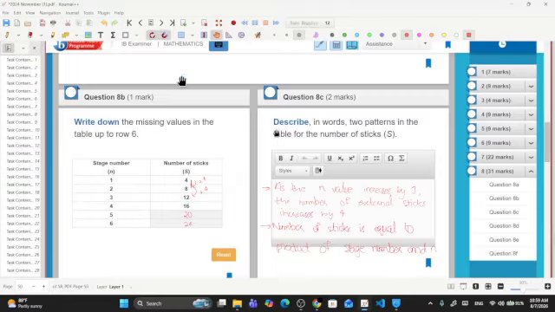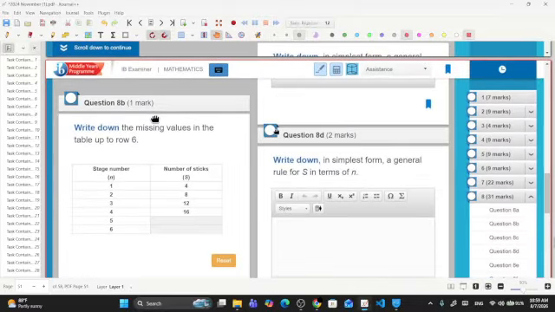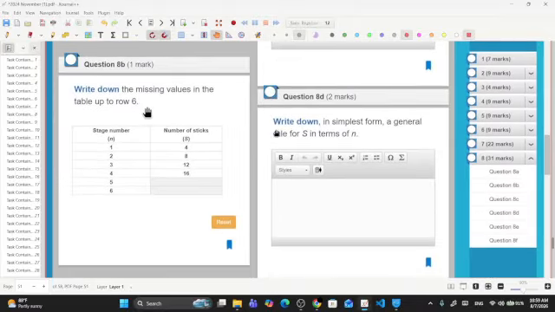The next part says, part 8d says, write down in simplest form a general rule for S in terms of n. So we had the values of 20 and 24. So 4, 8, 12, 16, 20. 4 is the principal term and the difference is also of positive 4.